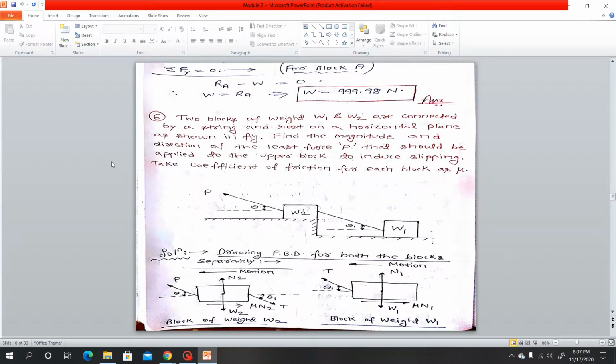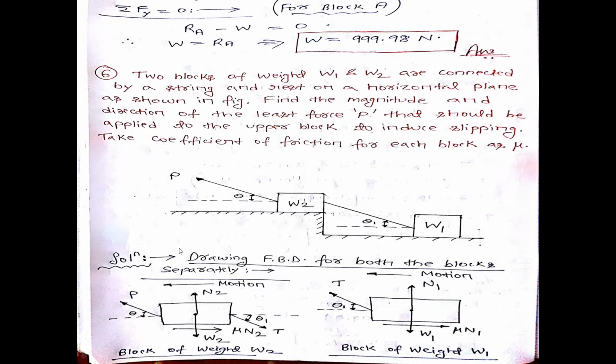So, good evening to all of you. Let us start the class from where we left off. If you remember, in the last class we solved a few problems related to friction. In continuation with those problems, let us solve the next problem. This is the sixth problem. Just read the problem.